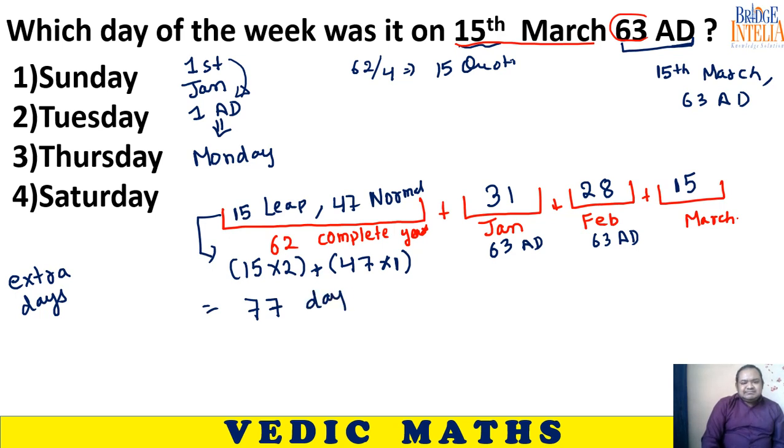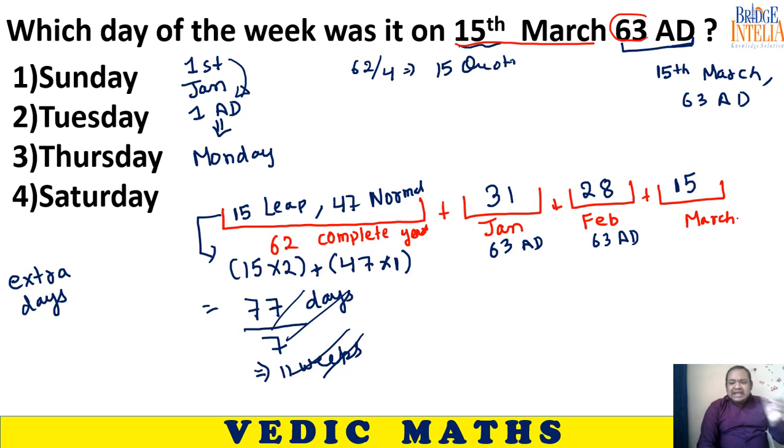77 days. Now incidentally, 77 is divisible by 7. That is equal to 11 weeks. So it is divisible by 7, so there is nothing extra here. So you can remove this completely. We have to focus only on extra days, that means whatever is left after getting divided by 7. So 77 is completely divisible by 7. Nothing is left. So there is nothing extra here.